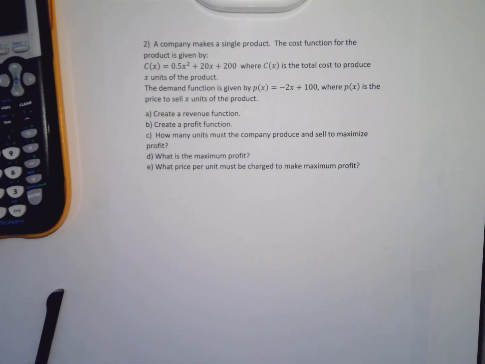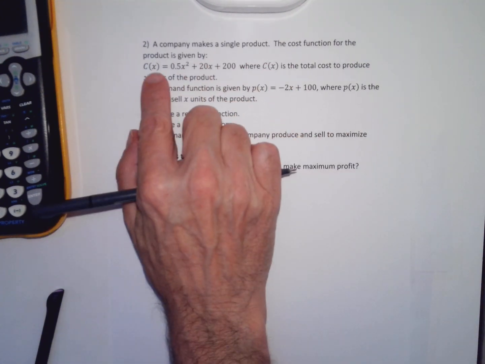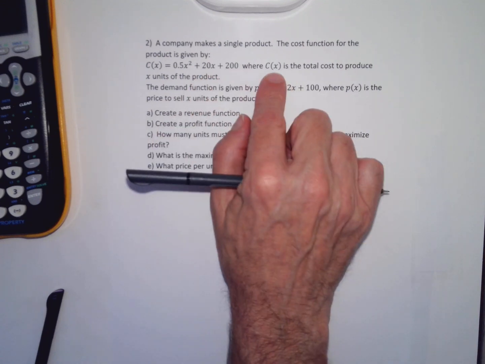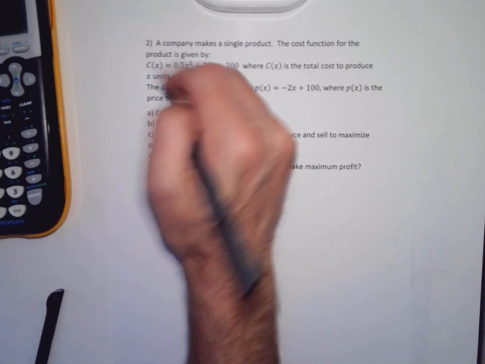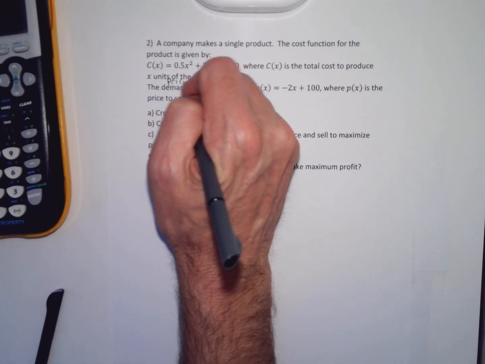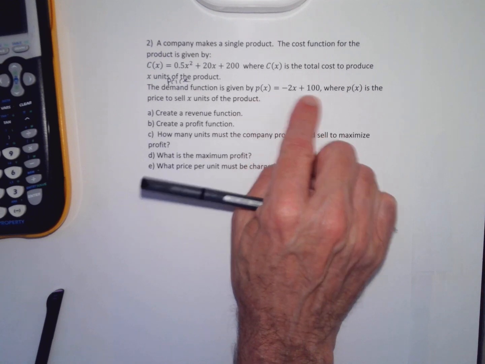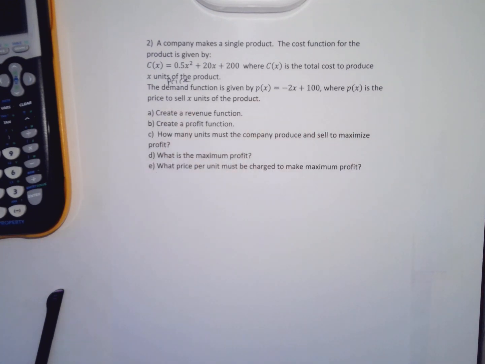So I'll just do one more problem of a nice pleasant section, and let's see how much I can just squeeze onto here. So a company makes a single product. The cost function is given by cost equals 0.5x squared plus 20x plus 200, where C of x is the total cost to produce x units. The price demand function is given by P of x equals negative 2x plus 100, where P of x is the price to sell x units of the product.